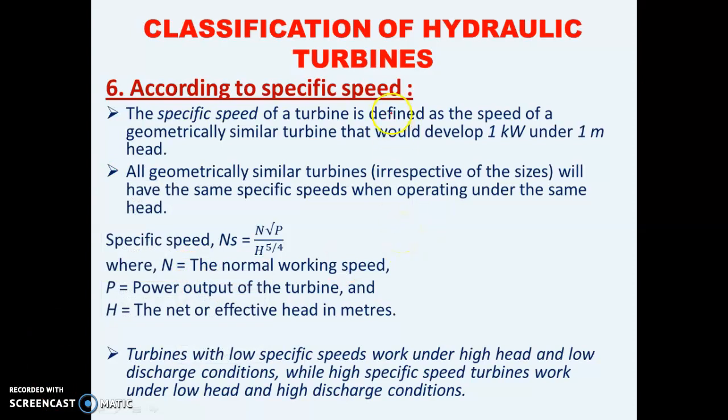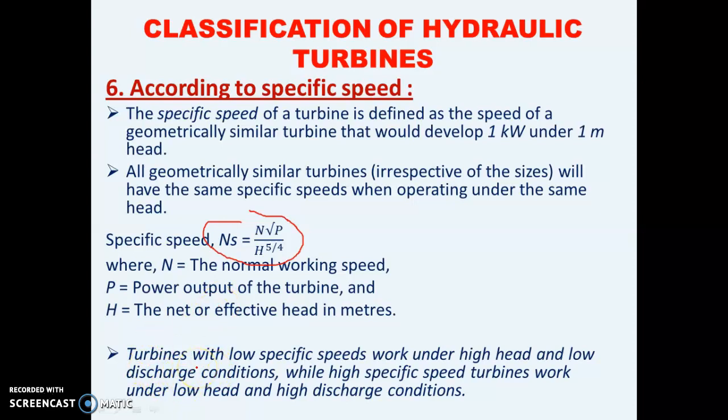Now what is specific speed? Specific speed of a turbine is defined as the speed of a geometrically similar turbine that would develop 1 kilowatt under 1 meter head. So it is the speed of a turbine that would develop 1 kilowatt power for 1 meter head. This is the formula where N is the normal speed, P is the power, H is the head given, and Ns is the specific speed. We'll see about specific speed in detail in the next lectures.